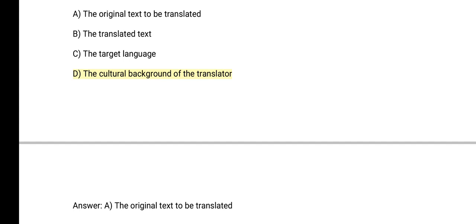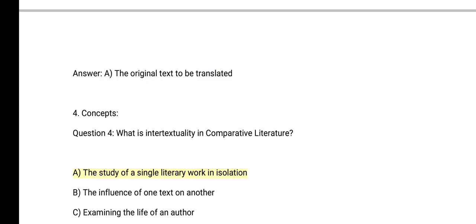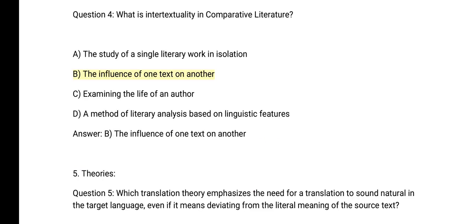4. Concepts. Question 4. What is intertextuality in comparative literature? A. The study of a single literary work in isolation. B. The influence of one text on another. C. Examining the life of an author. D. A method of literary analysis based on linguistic features. Answer. B. The influence of one text on another.